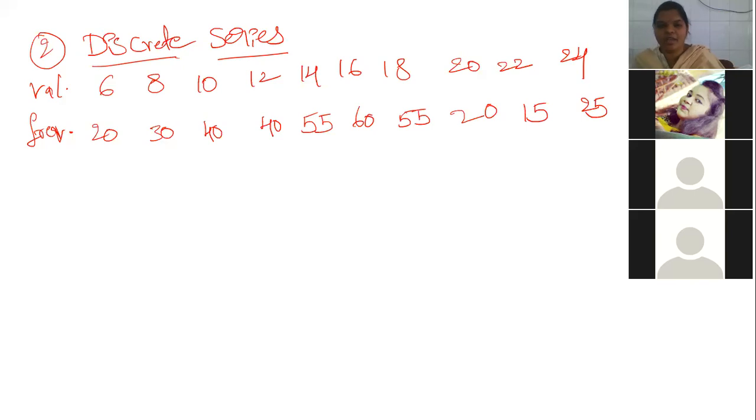60. So the corresponding variable is 16. So the modal value is 16, right? But it is having 55 and again 55, that is 18 and 14 will also come under this modal value, because this is the next highest number. This is a 60 and this is a 55, the next highest number.